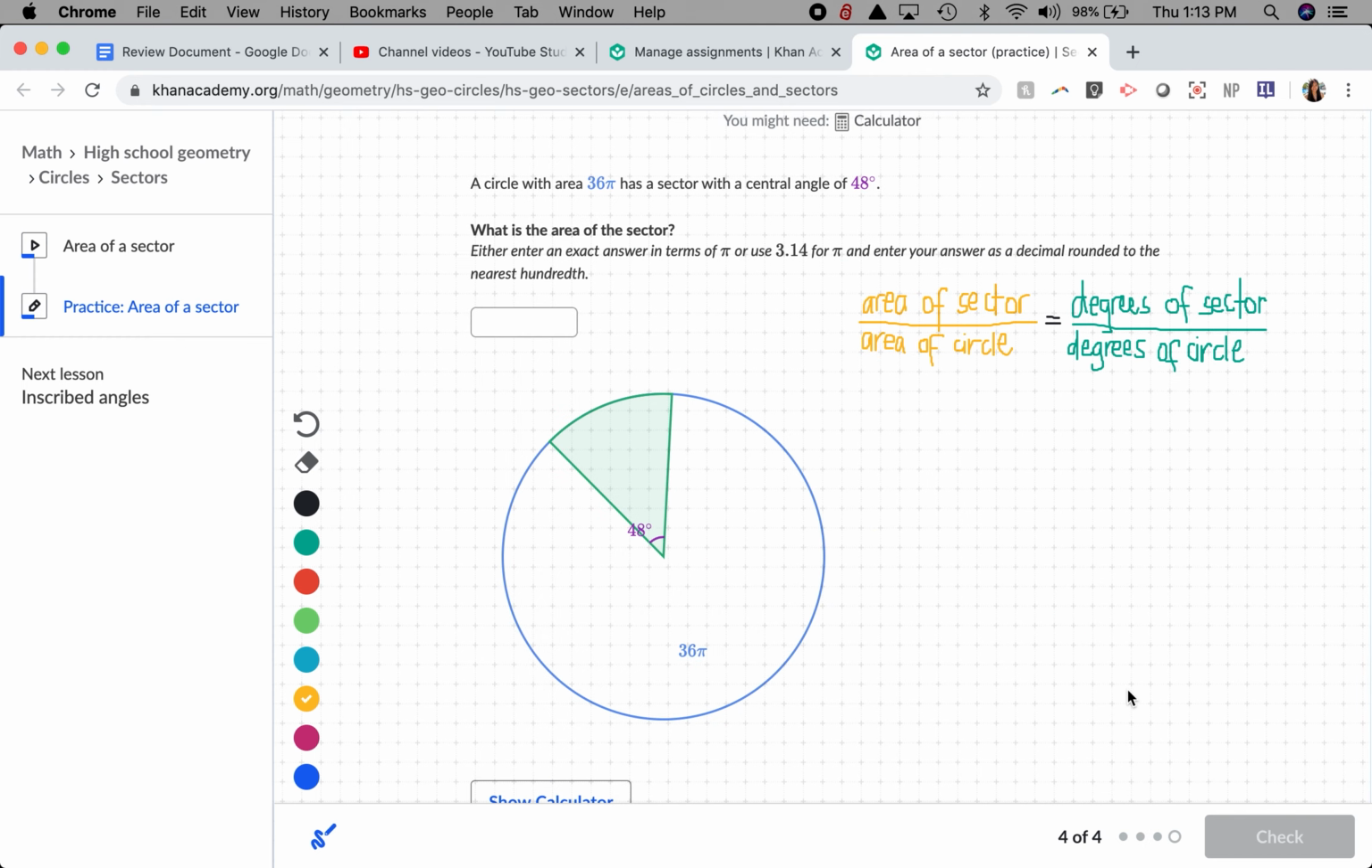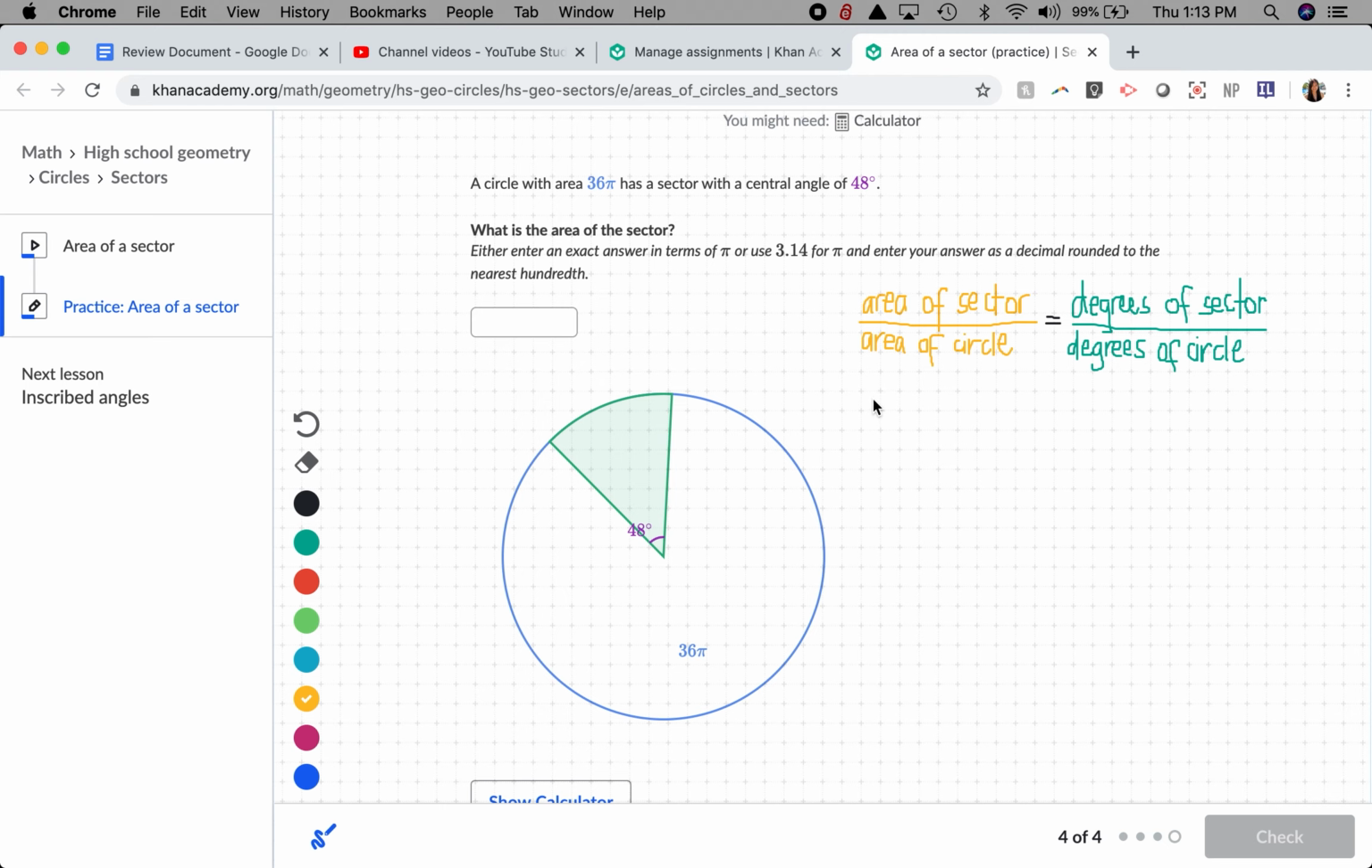In this next question, we are given a circle with area 36 pi, and it has a sector with central angle of 48 degrees. Okay, we are again being asked what the area of the sector is. Now what I've done here on the right side is, again, I've set up that ratio, but you might notice that instead of talking about radians, I am now talking about degrees. And that is because the given is in degrees. So you always want to make sure that you are matching up your units so that you are setting up the correct ratio to find your unknown.